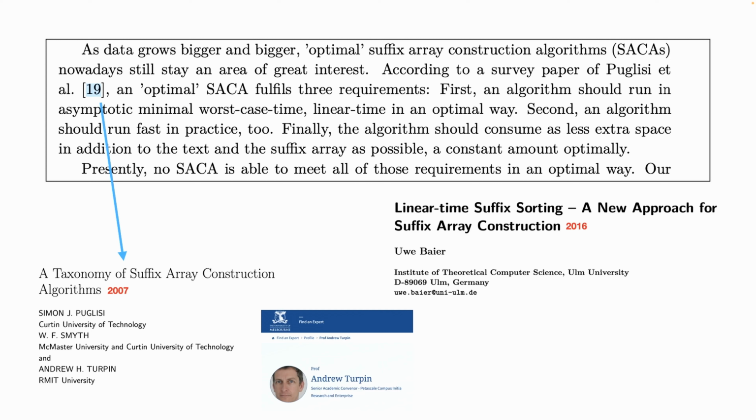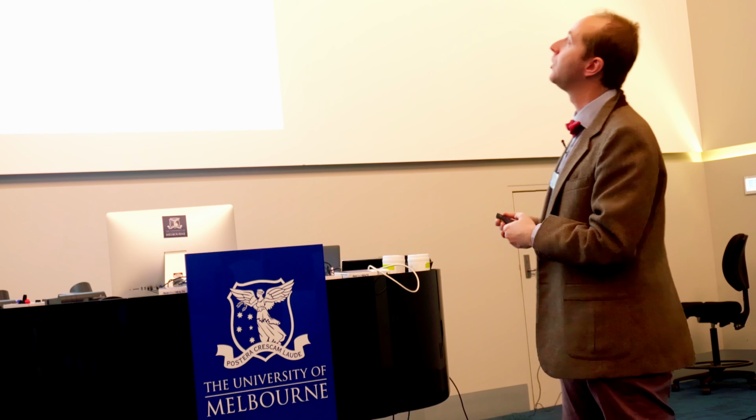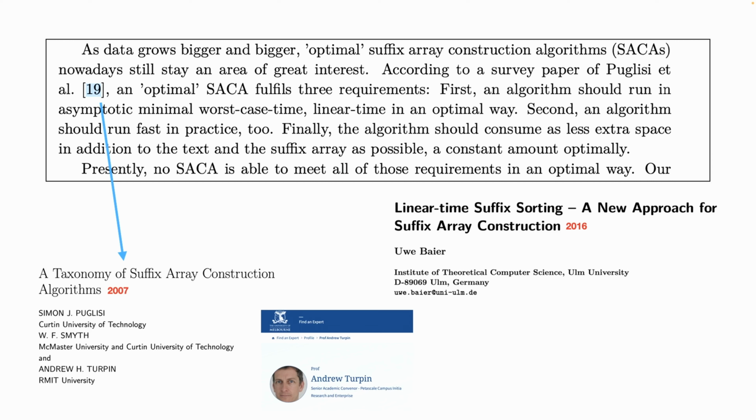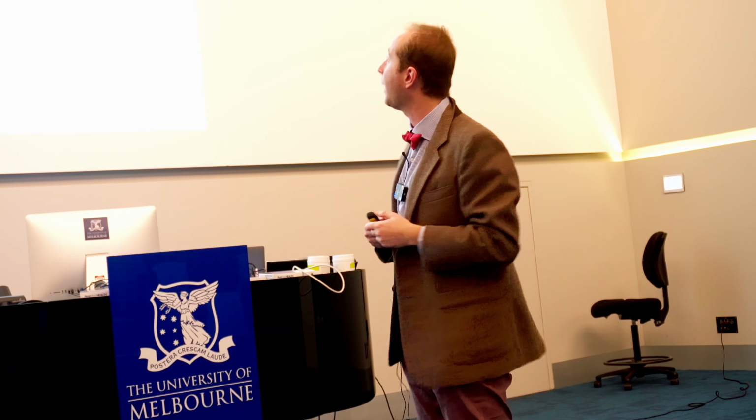Here is a discussion on suffix construction from 2007 by Professor Andrew Turpin, and this quote is actually referring to the study. I think it sets things out really nicely about our holy grail of suffix array construction, what we're looking for at the end of the day. So you'll see here an optimal suffix array construction algorithm, so that's a SACA, fulfills 3 requirements. First, the algorithm should run in asymptotic minimal worst case time. So what is the best big O bound that we can possibly find for the problem? So this would be linear time in an optimal way.